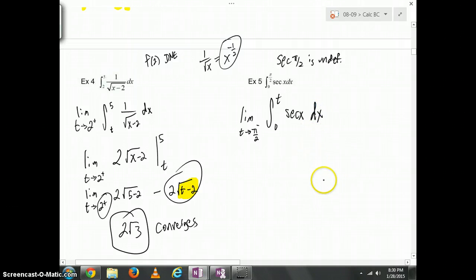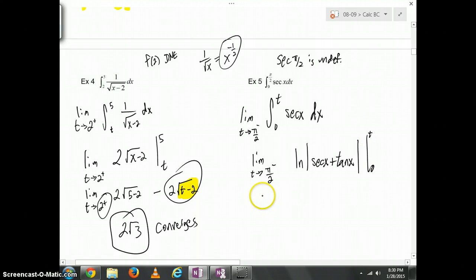And you might remember just the other day that we did in fact ask students to memorize the antiderivative of secant, and for good reason. It shows up enough. The antiderivative of secant was the natural log of the absolute value of secant x plus tangent of x. And from here we're going to use our fundamental theorem from t to 0.